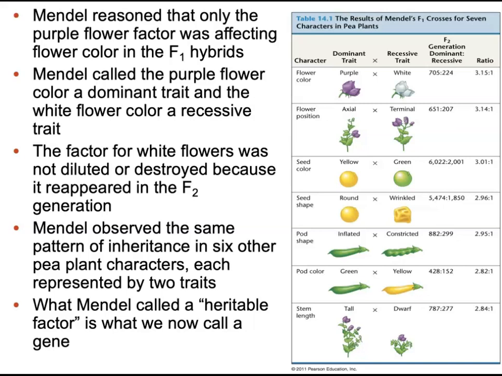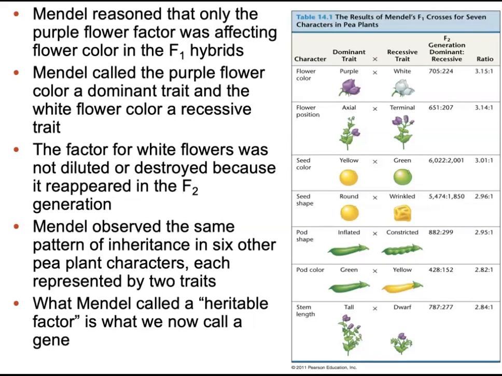Mendel reasoned that only the purple flower factor was affecting the flower color in the F1 hybrids. Mendel called the purple flower color a dominant trait and the white flower color a recessive trait. The factor for white flowers was not diluted or destroyed because it reappeared in the F2 generation.